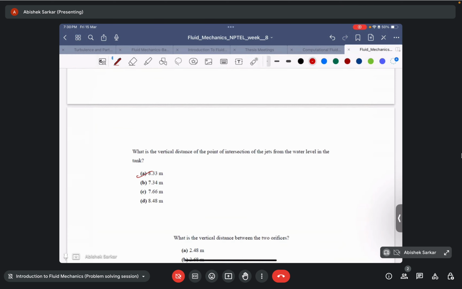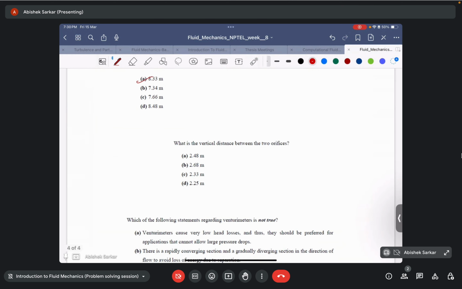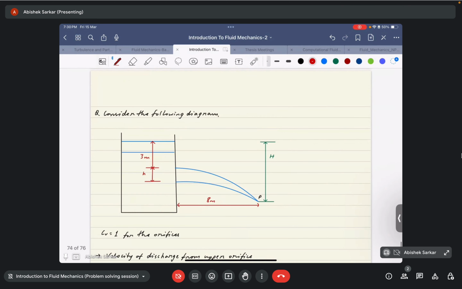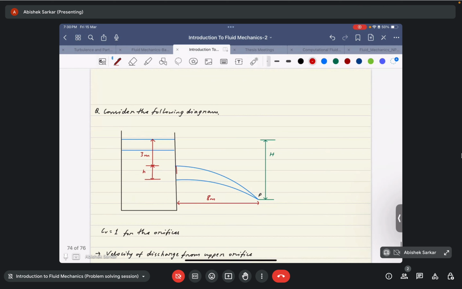So I guess there is a similar question being asked. What is the vertical distance between the two orifices? Let me go back. What is the vertical distance between these two orifices? So I guess the solution will be simple. Now carry on a similar exercise for orifice 2 to find the unknown height h.